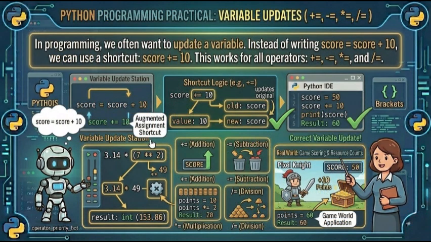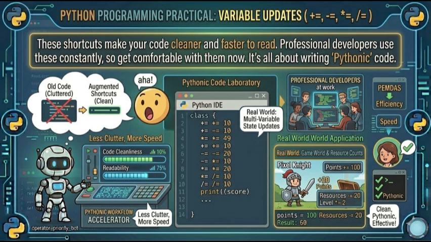In programming, we often want to update a variable. Instead of writing score equals score plus 10, we can use a shortcut, score plus equals 10. This works for all operators, plus equals, minus equals, asterisk equals, and slash equals. These shortcuts make your code cleaner and faster to read. Professional developers use these constantly, so get comfortable with them now. It's all about writing Pythonic code.